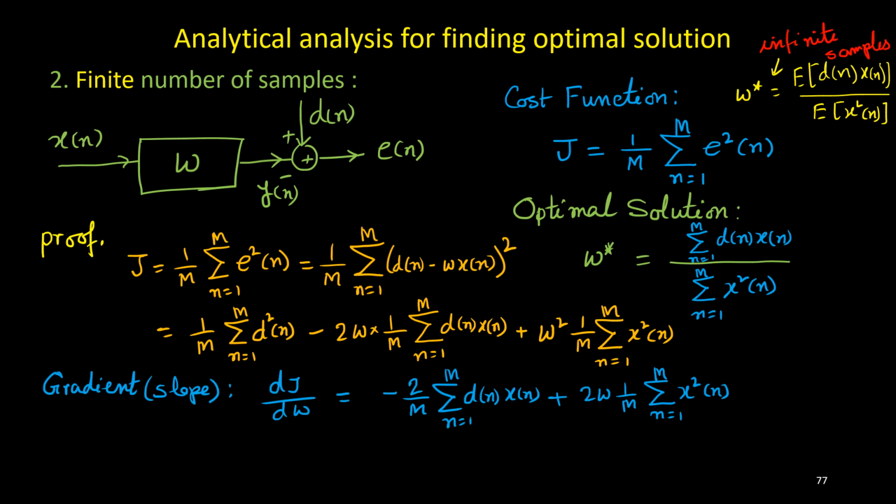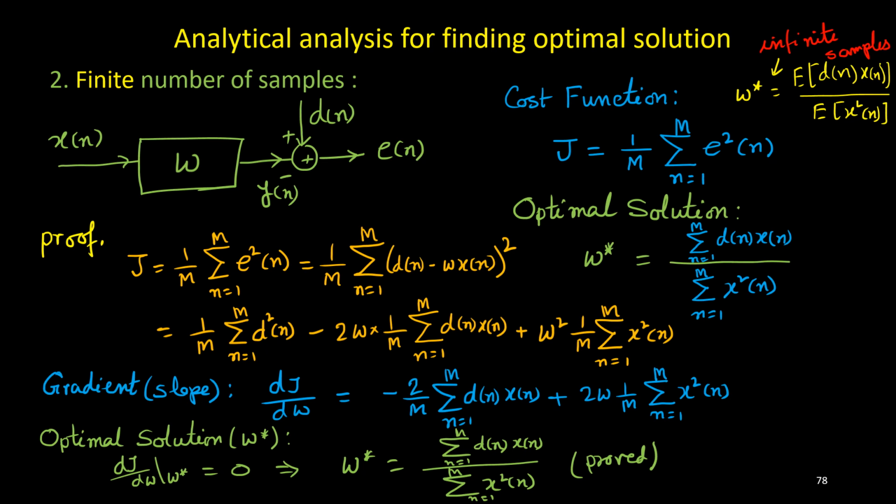Now for this cost function we can find the gradient or slope, so dJ upon dw. The first term is independent of w, so its derivative is 0. For the second term, the derivative is, this value is 1, then it will become minus 2 upon M times this one. This is independent of w, that will be there. And the derivative of w square is 2w. This is 1 upon M times the summation of x square n, right? Now to get the optimal solution at w star, this derivative should become 0. So if I put w star here and make it 0, you see 2 upon M will cancel out.